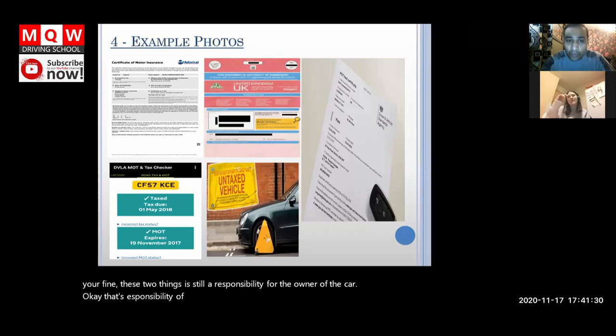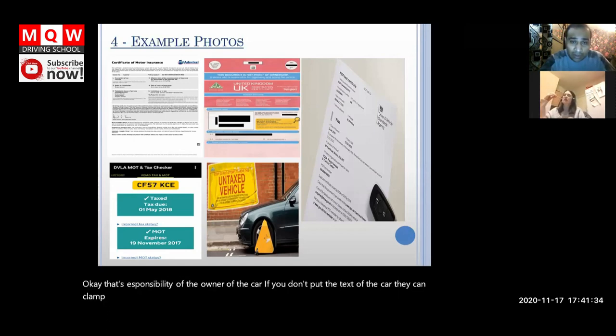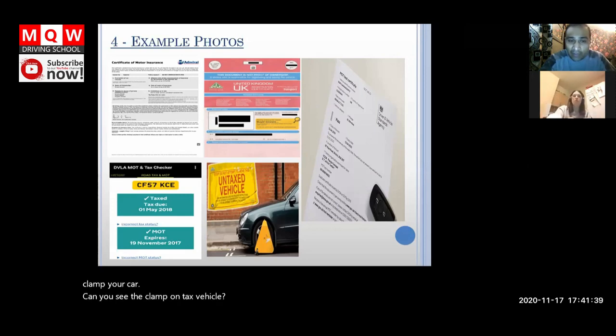If you don't tax the car, they can clamp your car. Can you see the clamp on a tax vehicle? You maybe have seen this kind of clamp sometimes on the streets. Yeah. Okay. If you look at the last picture, the white page is called the MOT test certificate.